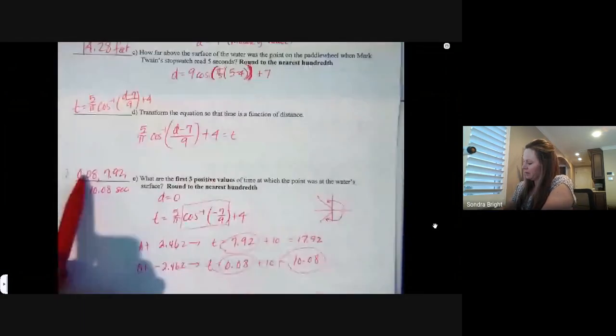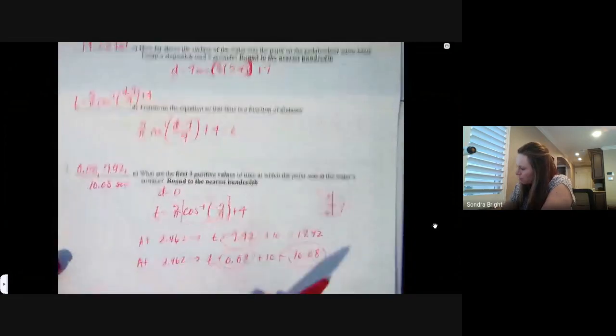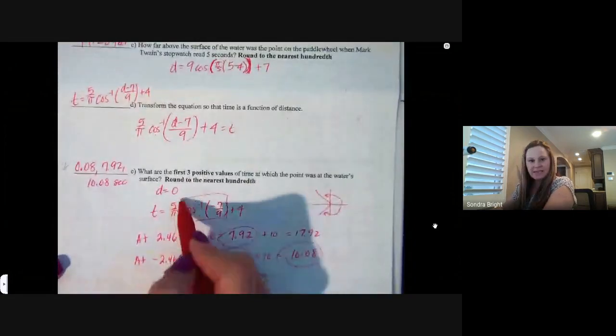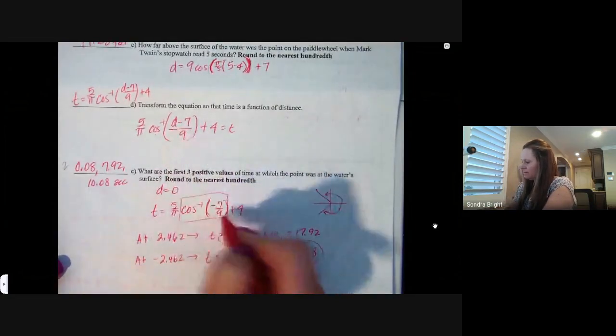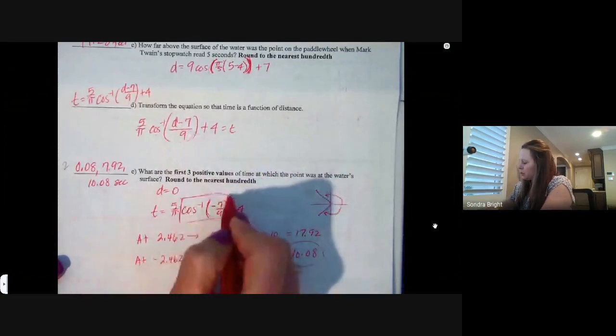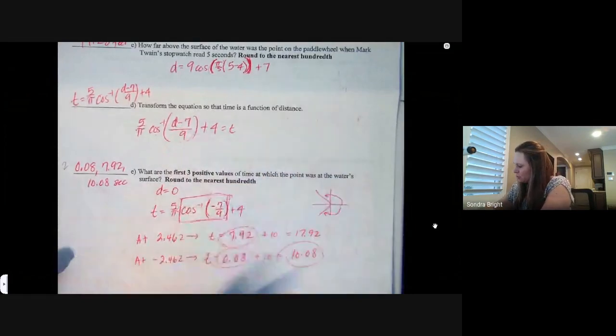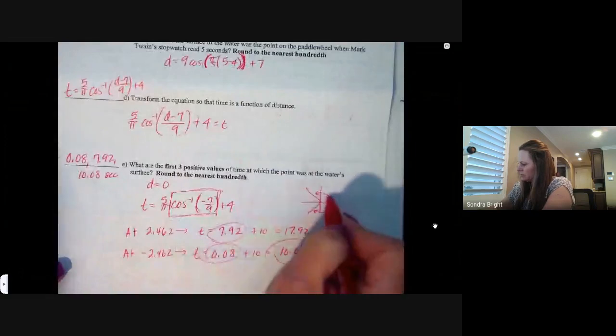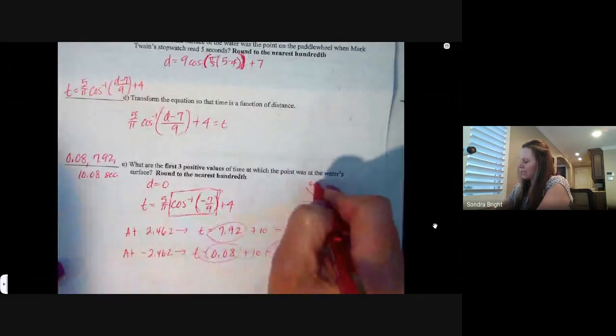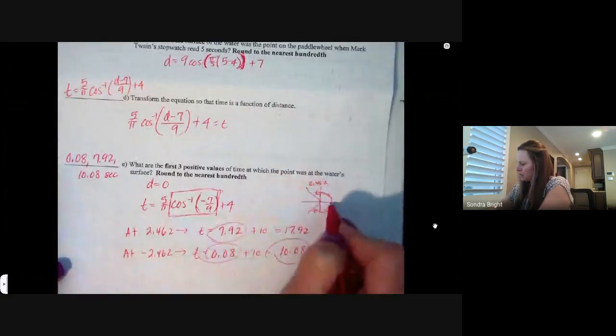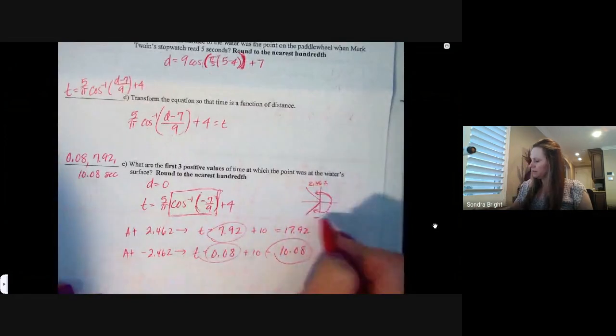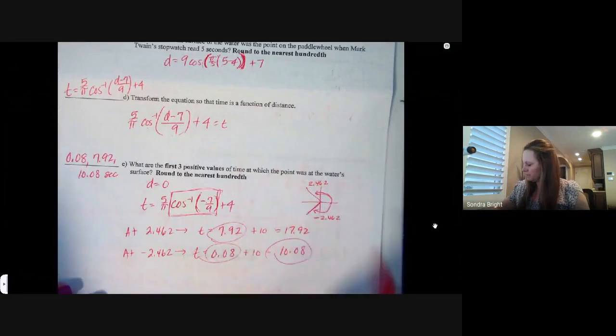How did I do it? I've got this guy. I'm putting in a 0 into the D so that I get -7 over 9. You're going to only put this part in your calculator, right? And you should have gotten that this guy is 2.462. Well, then I know that cosine is a negative value also in quadrant 3, so this is a -2.462. Make sure you're in radian mode on your calculator.